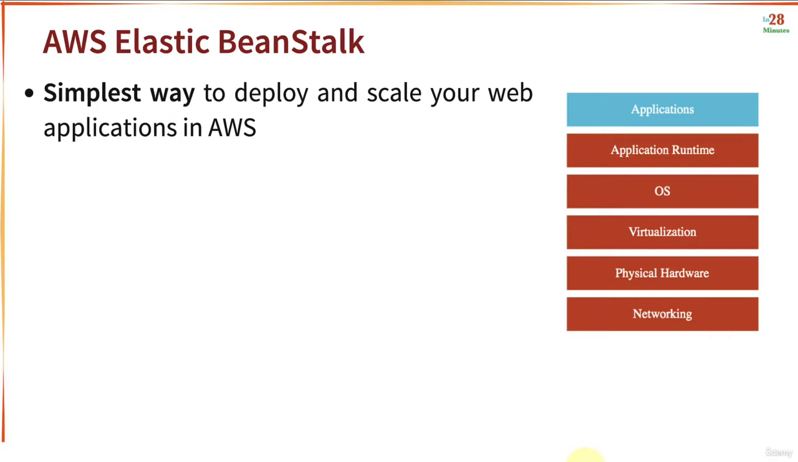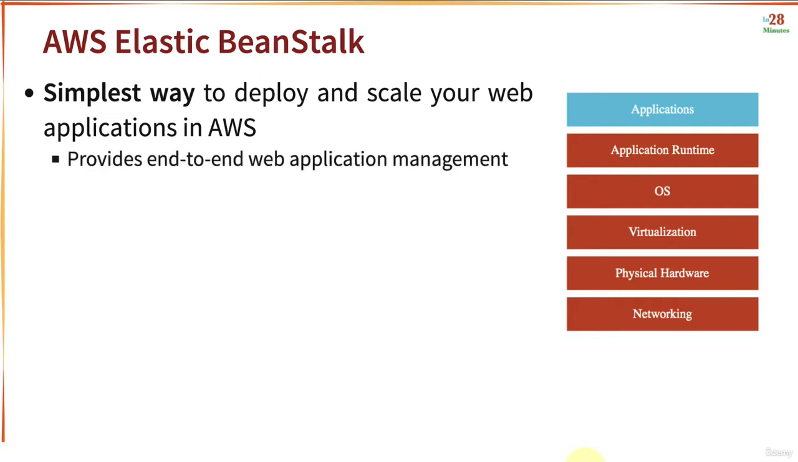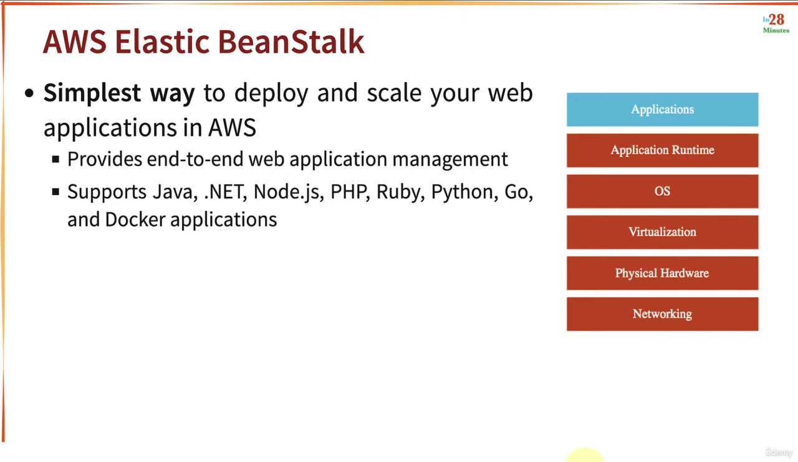If you have web applications to run in AWS and you'd want AWS to take most of the responsibility, in that kind of scenario, you can go for AWS Elastic Beanstalk. It provides end-to-end web application management. It supports a wide variety of languages and frameworks. It supports Java, .NET, Node.js, PHP, Ruby, Python, Go. You can even deploy containers created using Docker.